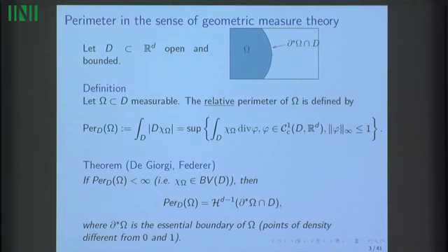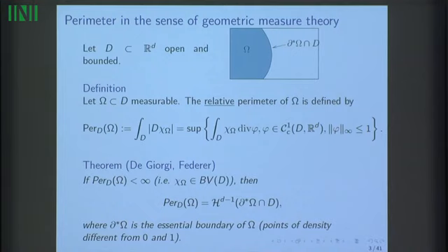In this general case, it is well known that this quantity can be expressed as the Hausdorff measure, of dimension d-1, of what is called the essential boundary of omega. It is a part of the topological boundary. It is a notion of boundary we need.